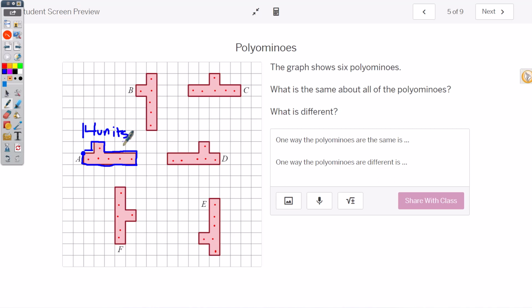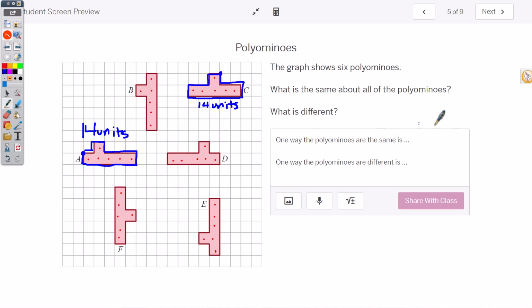Let's take figure C here. We're just going to move to there and look at what its perimeter is. I'm going to start here. 1, 2, 3, 4, 5, 6, 7, 8, 9, 10, 11, 12, 13, 14. It has a perimeter of 14 as well. So if we look at figure A and figure C, they both have the same area, 6 square units. They both have the same perimeter, 14 units.